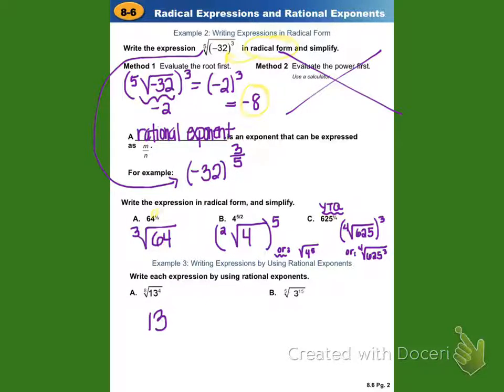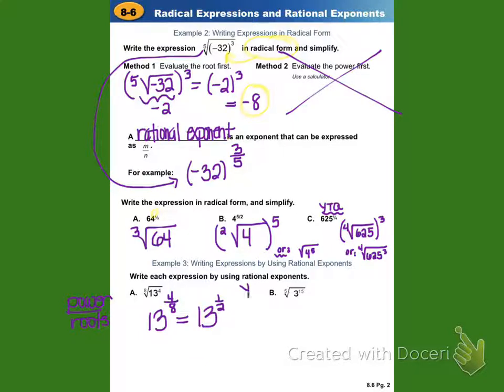Now remember that the way they're set up is power on the top and roots on the bottom in terms of our rational exponents. So the power of this is the 4 and the root is 8. Well, it turns out that the exponent 4/8 can be reduced. It can be reduced to 1/2. So raising 13 to the 4/8 is the same as just raising 13 to the half.